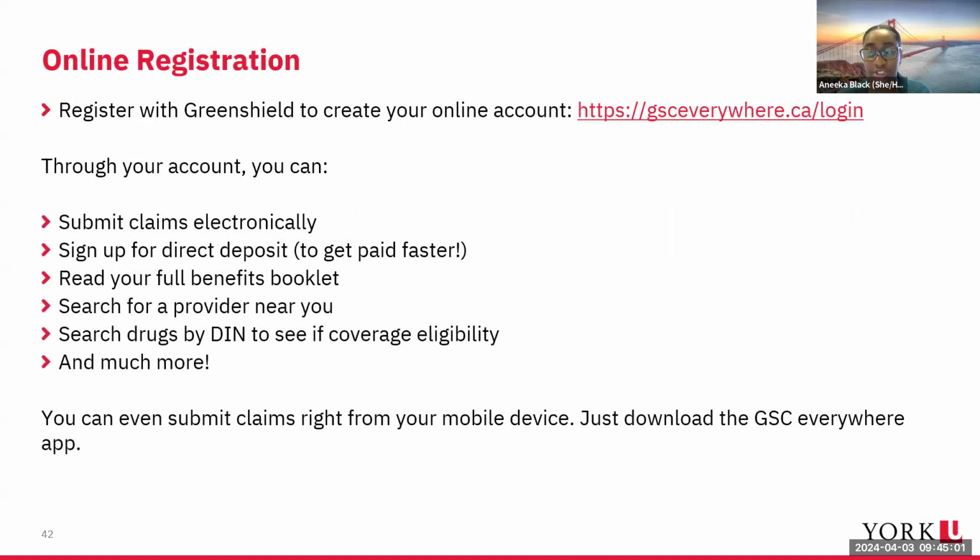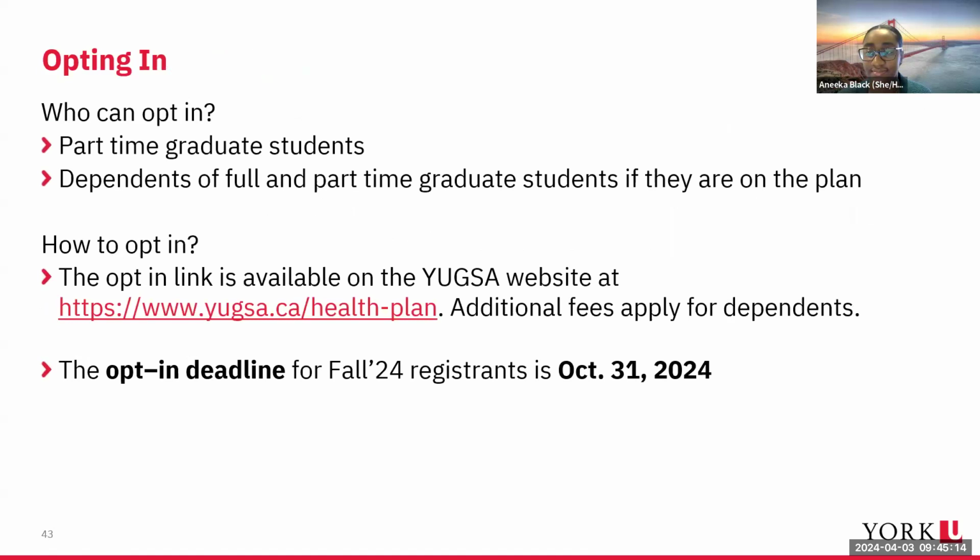You can register with Green Shield through the link that is provided in the chat, and your account gives you access to services like submitting claims electronically, signing up for direct deposits, and a lot more. In terms of who can opt into the plan, it's for part-time graduate students, as well as dependents of full-time and part-time graduates if they're on the plan. You can opt in by visiting the link for the UGSA website, which is placed in the chat. But please note that there is an additional fee for your dependents, and the opt-in deadline for fall is October 31st.